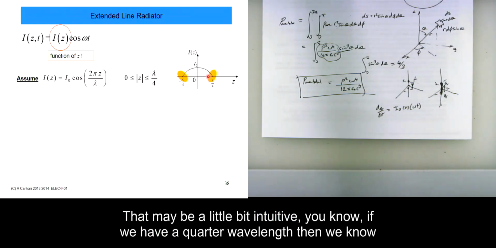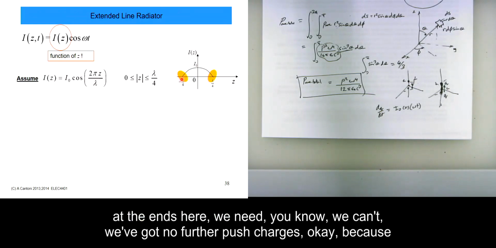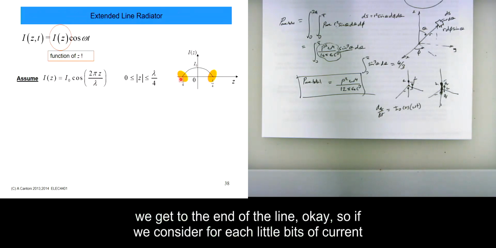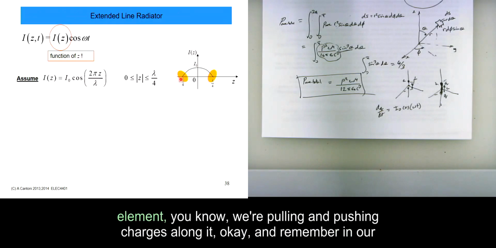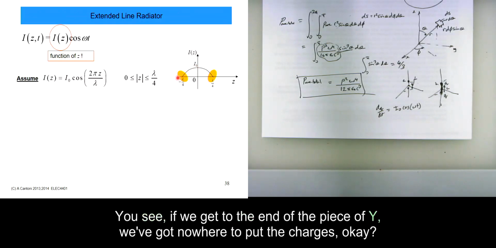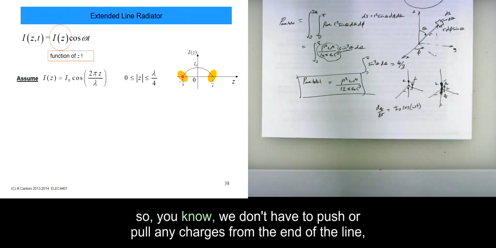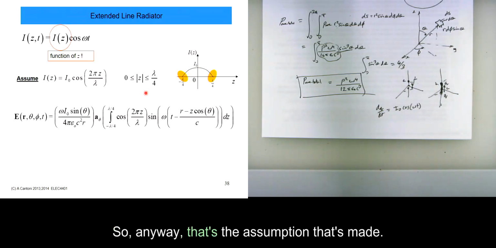If we have a quarter wavelength, then at the ends here we've got nowhere further to push charges, because we get to the end of the line. For each little bit of current element, we're pulling and pushing charges along it, and remember in our model we had charges at either side of that small current element. But if we get to the end of the piece of wire, we've got nowhere to put the charges. So it makes sense that I naught would go to 0 at that point. We don't have to push or pull any charges from the end of the line because we've got nowhere to go. Anyway, that's the assumption that's made.